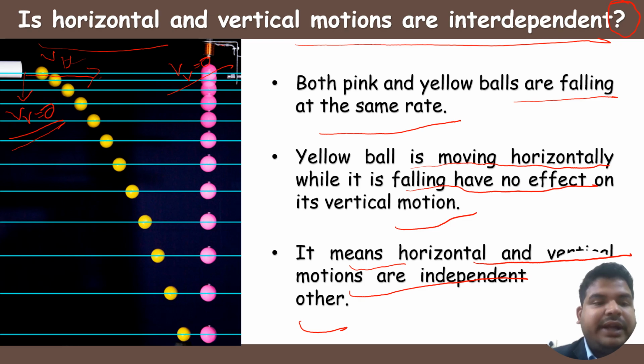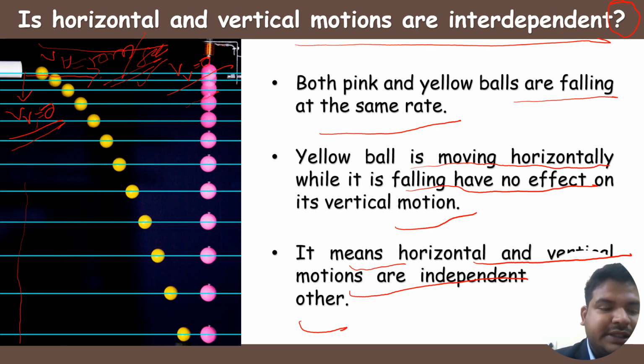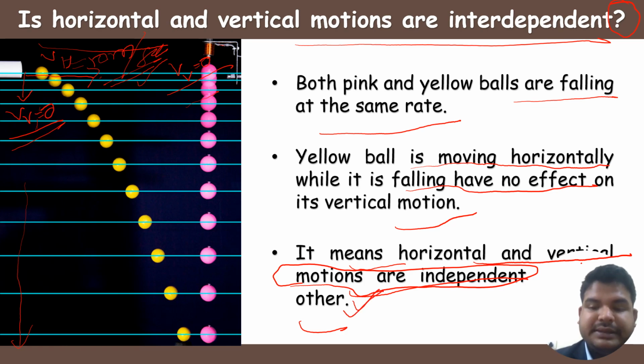Suppose the horizontal velocity is let us say 10 meter per second. And here also the vertical velocity is 0, and here also the vertical velocity is 0. The balls move at the same rate and reach the ground at the same time. You are getting my point? So it means horizontal and vertical motions are independent of each other.